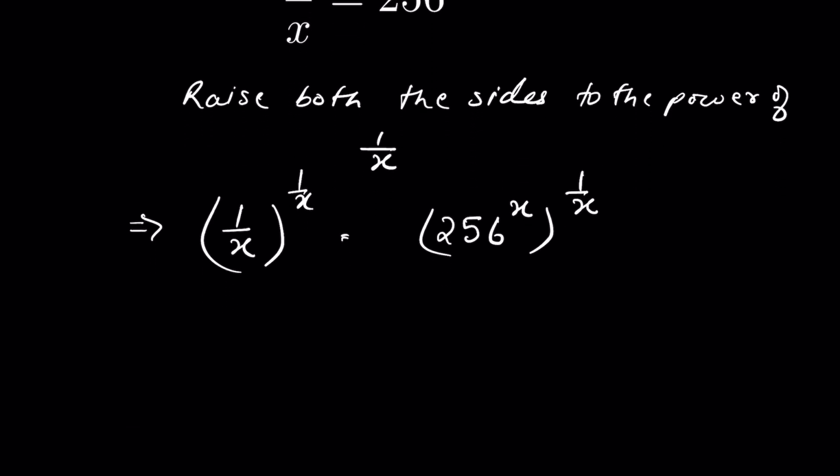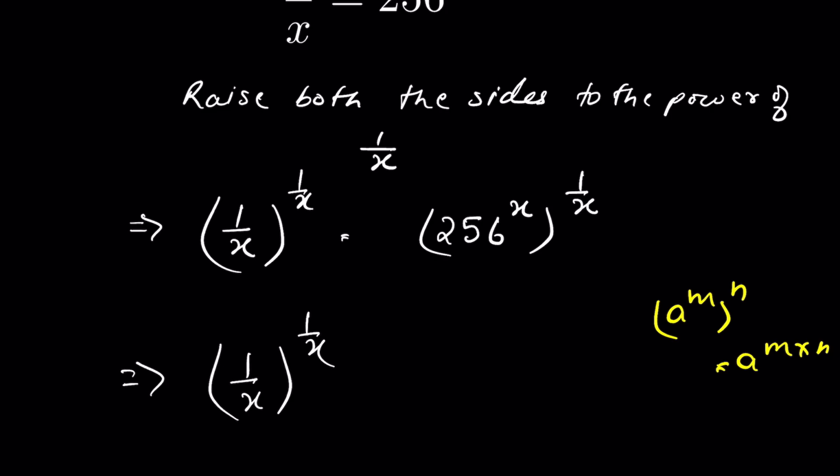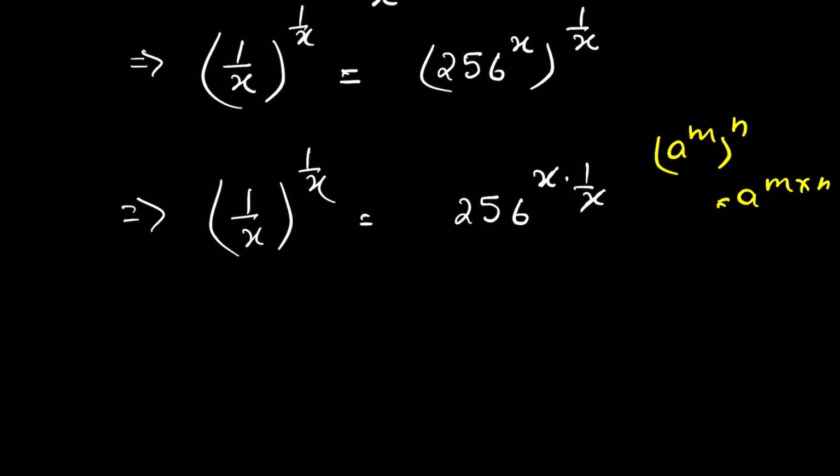Now when a^m is raised to the power n, it is equal to a raised to the power m times n. Therefore, this will be (1/x)^(1/x), which is equal to 256 raised to the power of x times 1/x. So, this x and this x get cancelled.